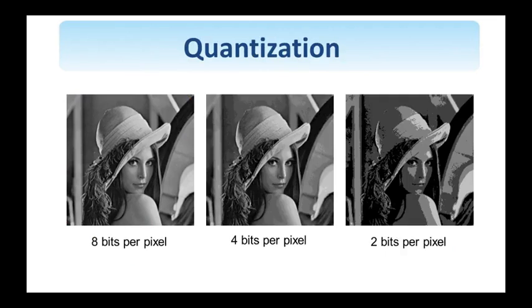Similarly, the idea of requantization is depicted here. Over here is the 8-bit per pixel image we started with. So here I have 2 to the 8, 256 different gray values. While here I have only 2 to the 4th equals 16 values to represent the different intensities. And over here I go down to 2 to the 2nd, that is 4 different values.